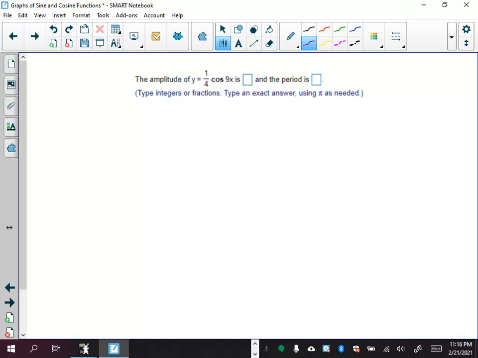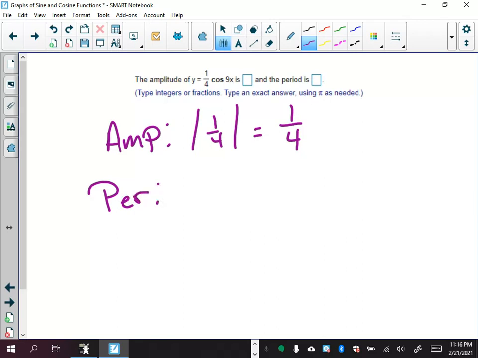All right, welcome back. So your amplitude is the absolute value of 1/4, which is simply 1/4. Your period is 2 pi over your b, in this case 9. So your period is 2 pi over 9. There's nothing else to do. You can't reduce anything. That's all it's asking for. So that's what you should have come up with. Okay?